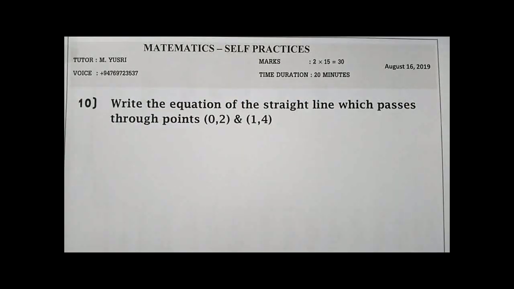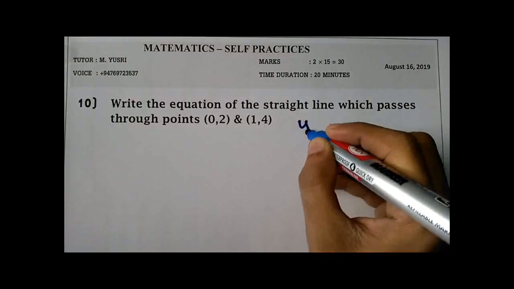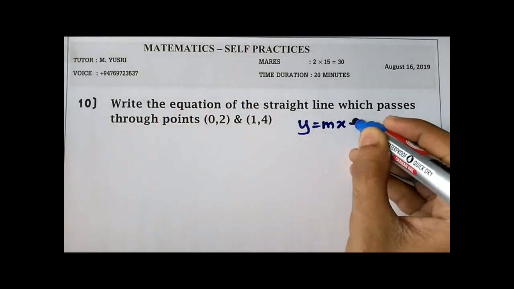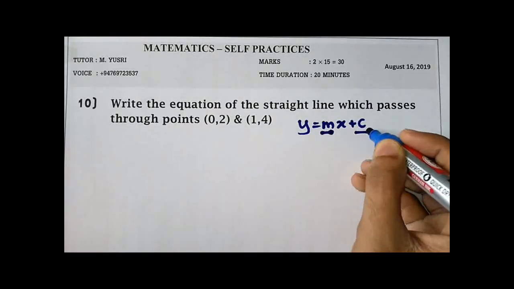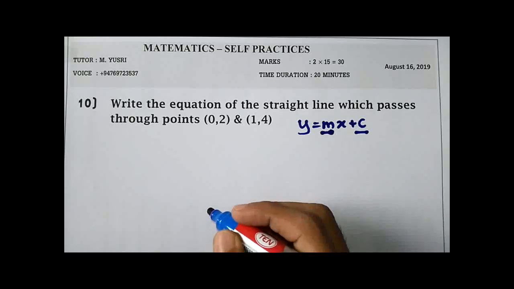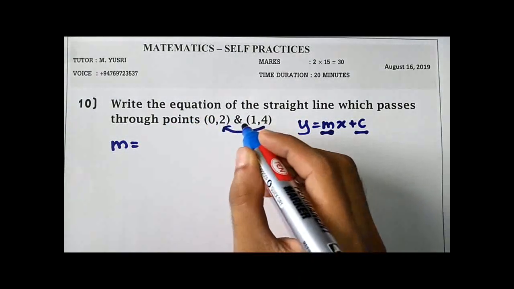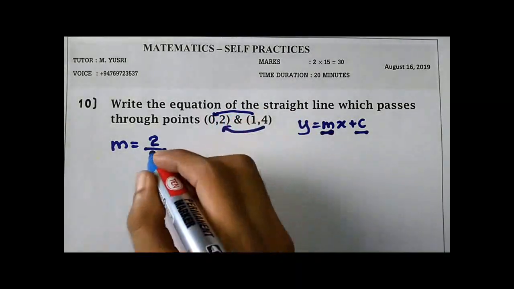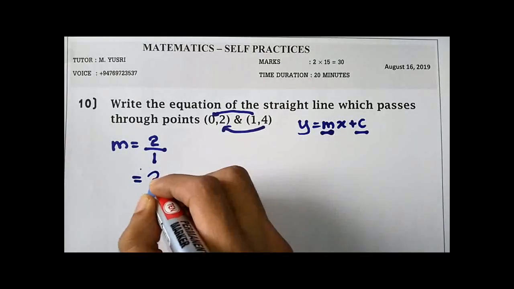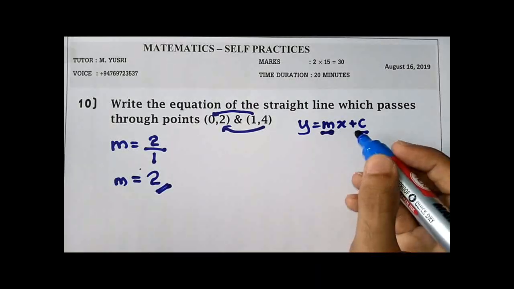So write the equation of the straight line. That means we have to find the equation of the straight line. So how to find that? The formula of the straight line is y equals mx plus c. So that means we have to find the gradient, and next we have to find the intercept as well. So how to find the gradient? To find the gradient, we take the difference of y, that means 4 minus 2, that's 2. And the difference of x, 1 minus 0, that's 1. So 2 divided by 1 is 2. That means the gradient is 2. Okay, fine. And next, now we have to find the intercept.